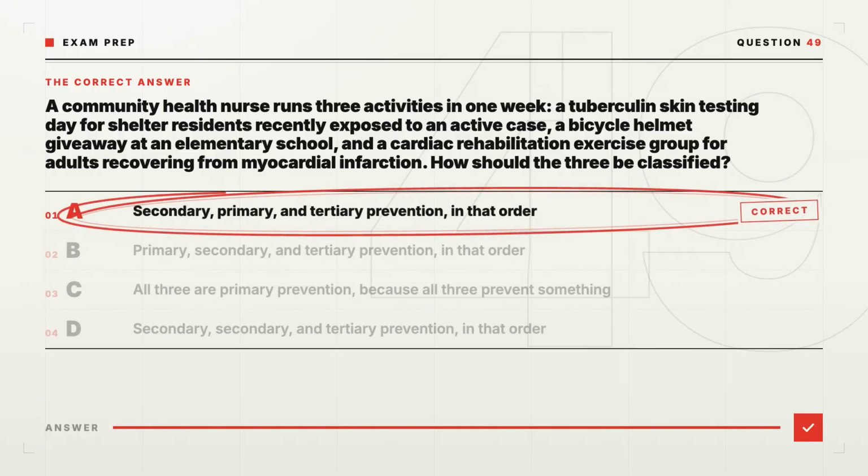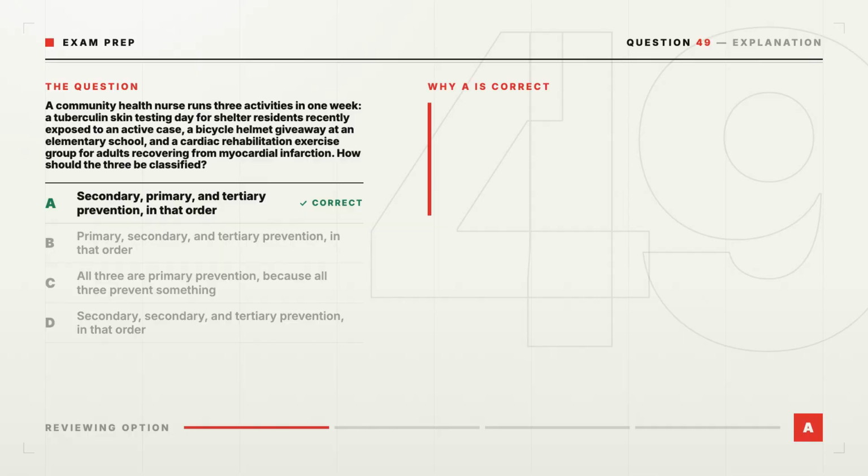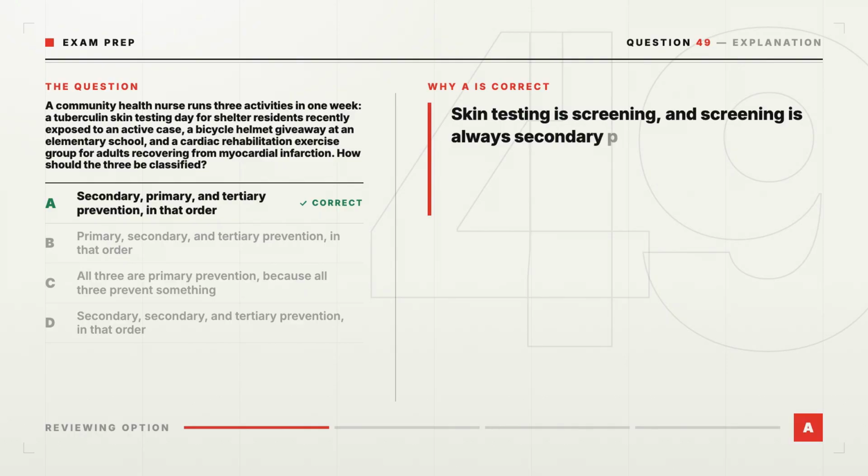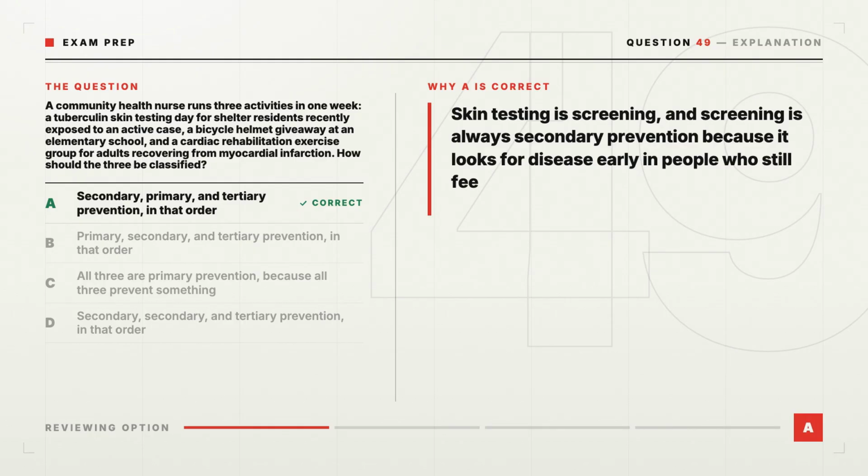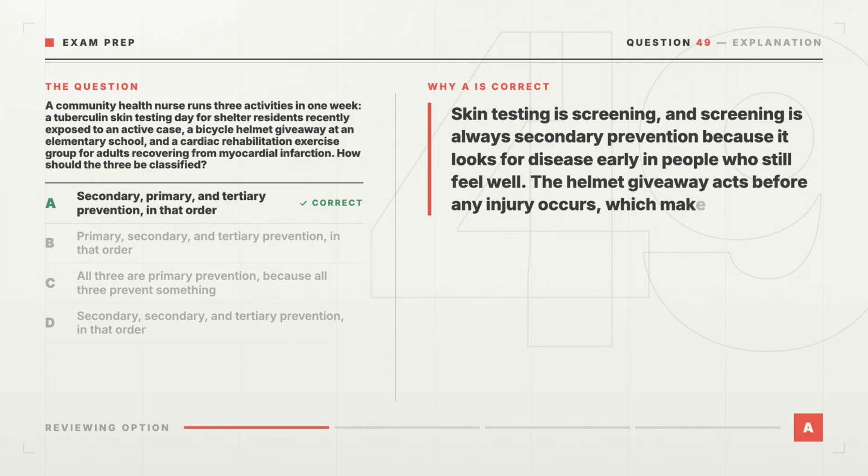The correct answer is A. Secondary, primary, and tertiary prevention, in that order. A is correct because skin testing is screening. And screening is always secondary prevention because it looks for disease early in people who still feel well. The helmet giveaway acts before any injury occurs, which makes it primary prevention through specific protection. Cardiac rehabilitation follows an established diagnosis and works to limit disability and prevent complications, which is tertiary by definition.